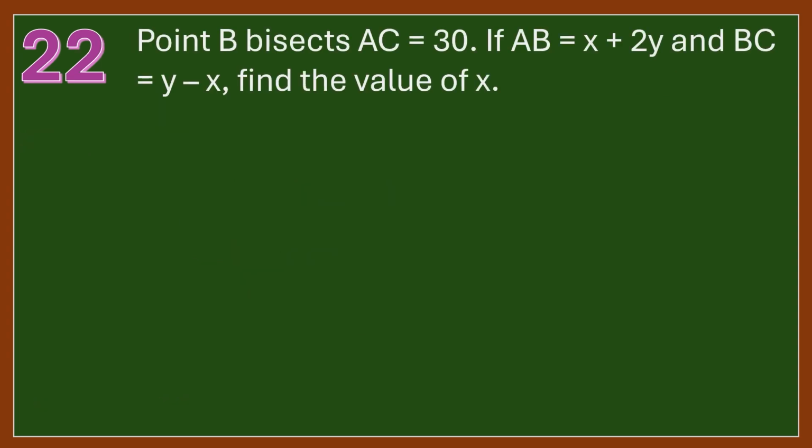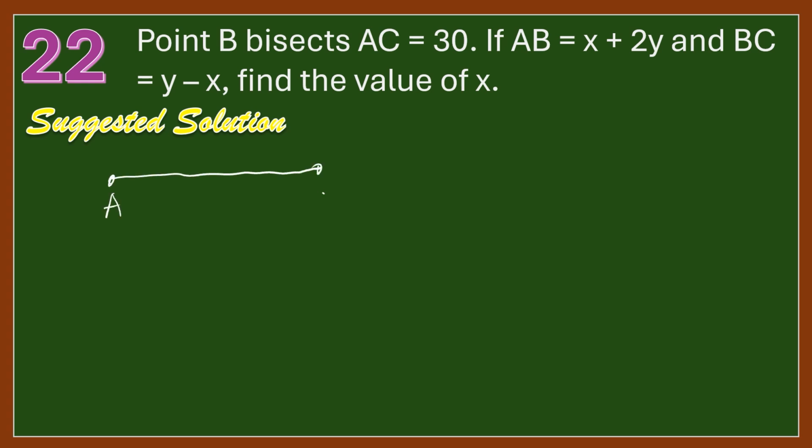Question number 22. Point B bisects AC that is equal to 30. If AB equals x plus 2y and BC equals y minus x, find the value of x. For our suggested solution, let us use the definition of a segment bisector. So we have segment AC.